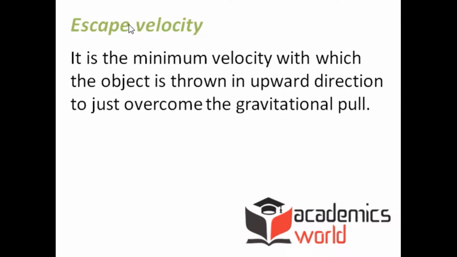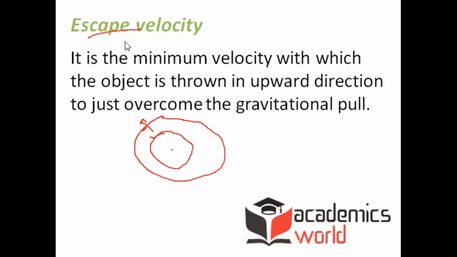Now the turn comes to escape velocity. Escape velocity is the minimum velocity with which an object is thrown in the upward direction to just overcome the gravitational pull. For example, this is Earth and this is the atmosphere where we can see our clouds, etc. So if a person here wants to throw some object so that it gets out here, that is called escape velocity.